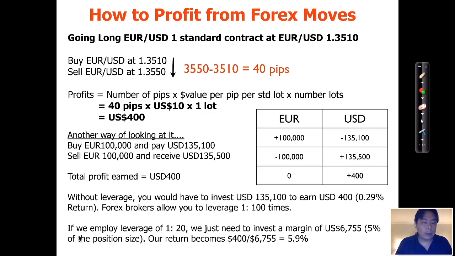Okay, so again, if you employ a leverage of 1:20, we just need to invest a margin, which means deposit, of 6,755, or rather 5% of the position size. So our return in this case becomes $400 profit over 6,755, which is the deposit you need to buy 135,000 dollars, and that's a 5.9% return per trade, which is a lot better, right?